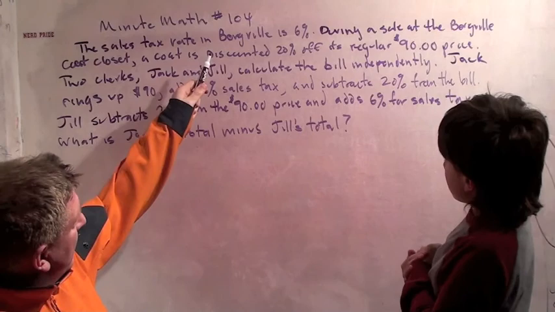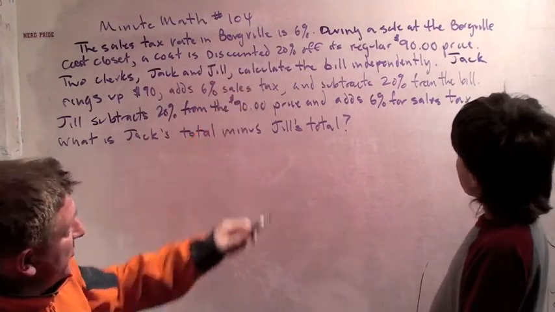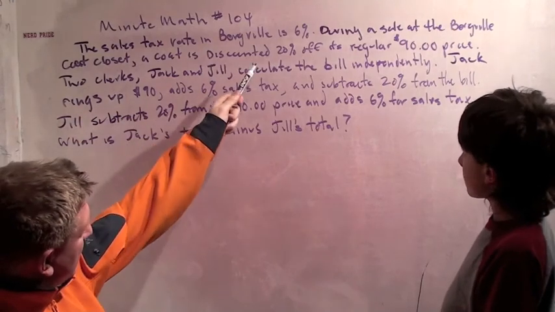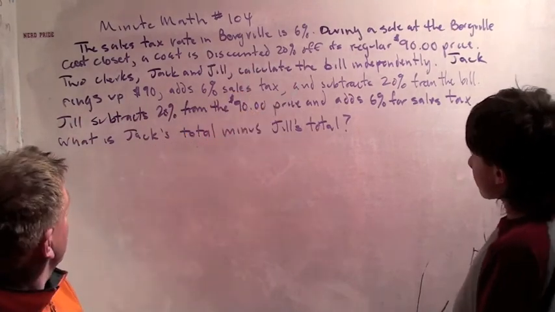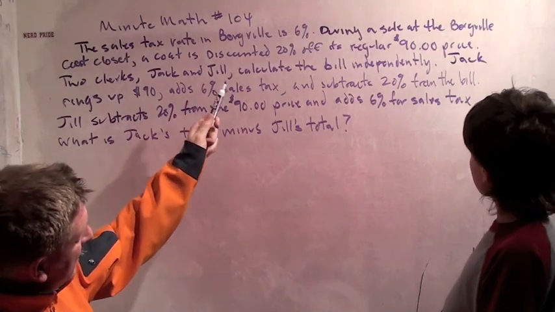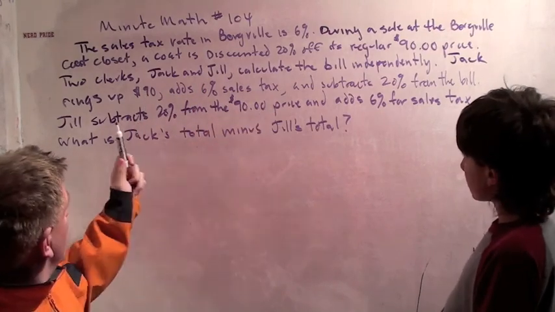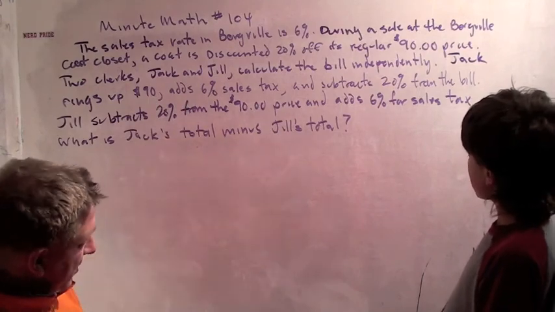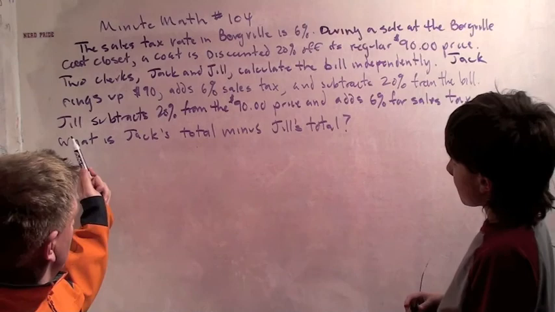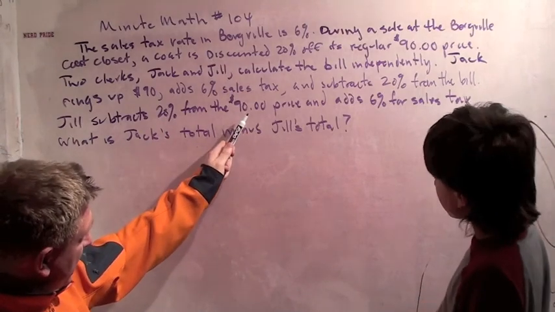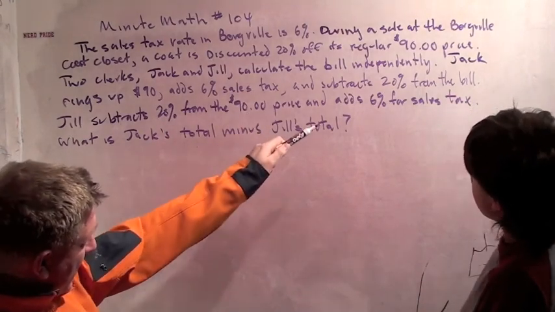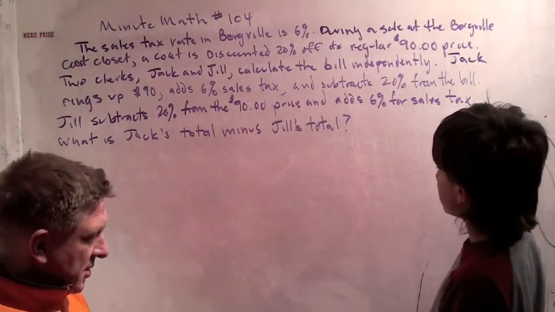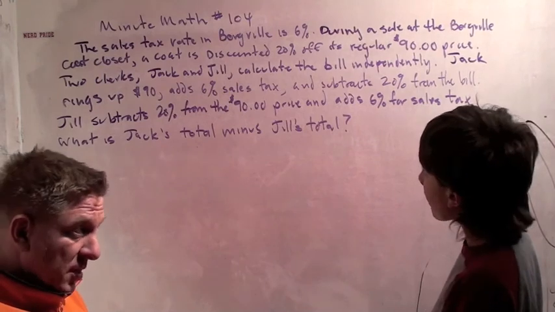The sales tax rate in Bergville is 6%. During a sale at the Bergville coat closet, a coat is discounted 20% off its regular $90 price. Two clerks, Jack and Jill, calculate the bill independently. Jack brings up $90, adds 6% sales tax, and subtracts 20% from the total bill. Jill subtracts 20% from $90, then adds 6% for the sales tax from there. What is Jack's total minus Jill's total? Does this make sense? Do you understand the problem?